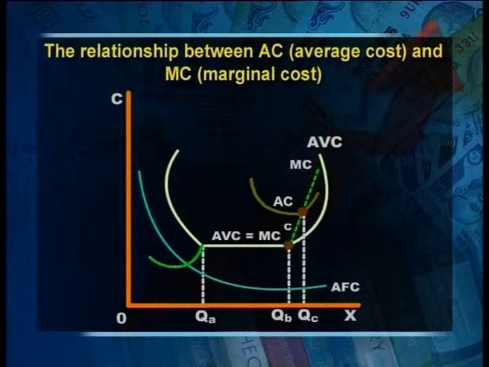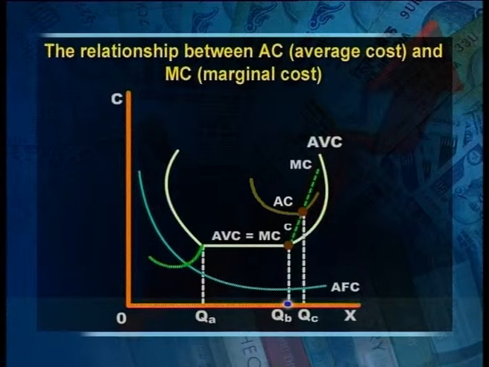Let us now look at the relationship between average cost and marginal cost with the help of a graph. As we are aware, average cost in the short run is the summation of average fixed cost and average variable cost. Average cost according to modern theorists continuously declines till it reaches the QC level of output as indicated in the figure. At QB level of output, the reserve capacity is exhausted.